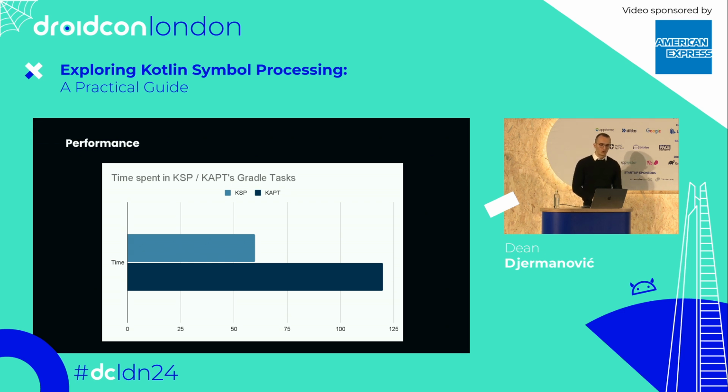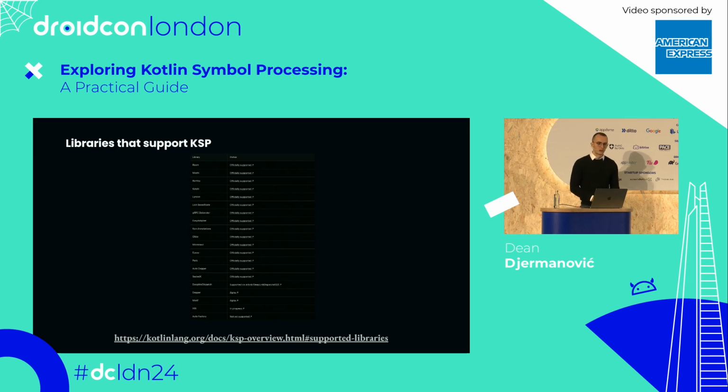When you look at the promotional materials from Google, they claim that KSP is up to 2 times faster when compared to KAPT. Specifically, they're claiming that they're seeing performance improvements of processors like Room of up to 2 times when migrated to KSP. I haven't done any benchmarks myself, so I can't verify how accurate this is. Most of the popular libraries on Android already support KSP, and more are under development. To check out the full list of libraries that support KSP, you can visit the following link, since this list is constantly being updated.